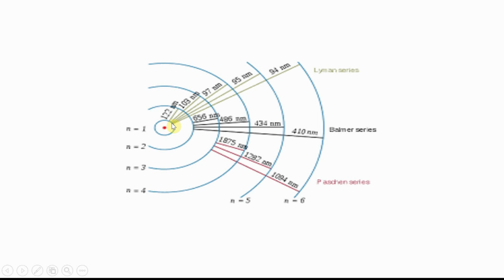You have to observe here that n equal to 1, it will come from any other orbit to n equal to 1. Here also from the 6th orbit to the first orbit. Here also from the fourth orbit to the first orbit, and here also from the third orbit to the first orbit. Here also from the second orbit to the first orbit. So from all the higher orbits the electron will come to the first orbit. Then this series spectra that we observe is known as the Lyman series.